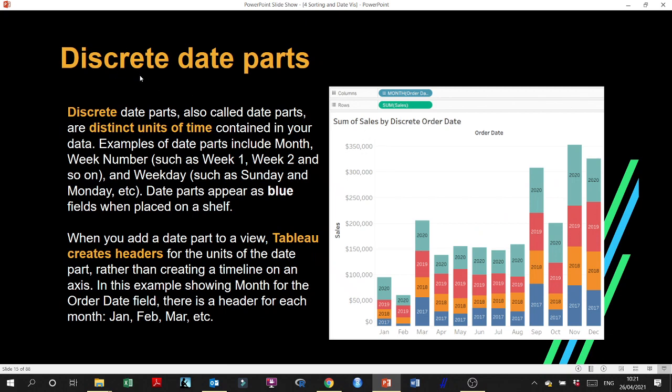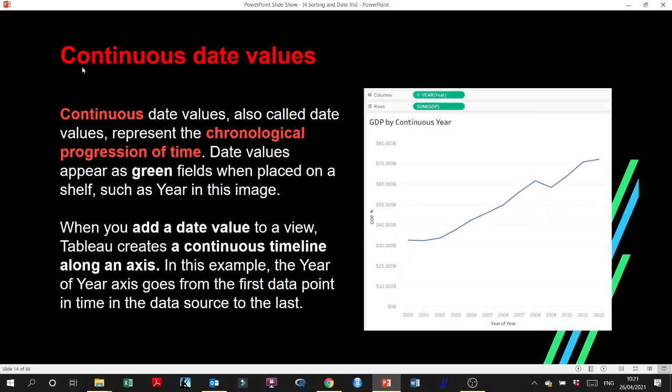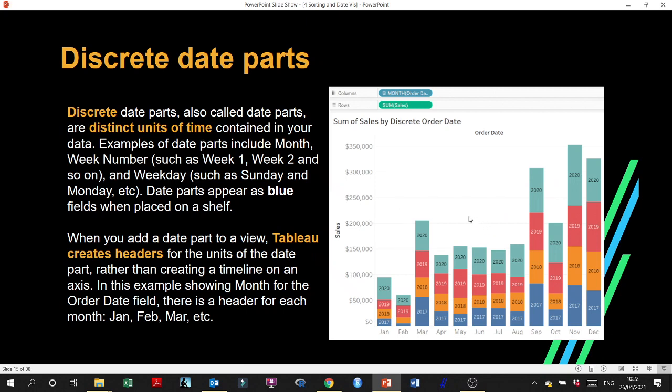Let's take a look at what we do with the discrete date parts. We talked about the continuous date values. So what we see here is how the progression is over time. We can see that it's increasing over time, right? So over here, what do we see?